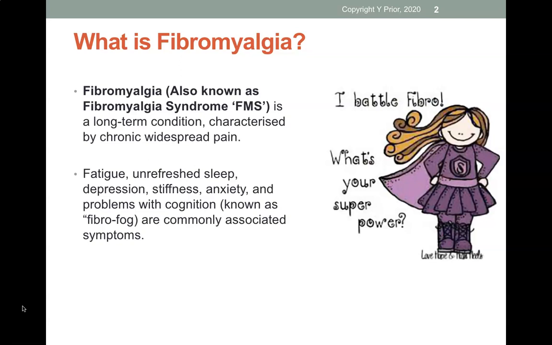Fibromyalgia, also known as fibromyalgia syndrome, is a complex, multidimensional, chronic widespread pain condition associated with distressing symptoms of fatigue, sleep disturbances, cognition problems, and depression, among other symptoms.